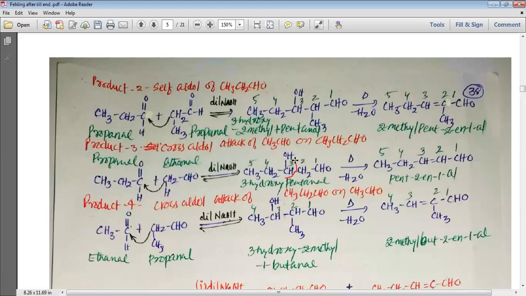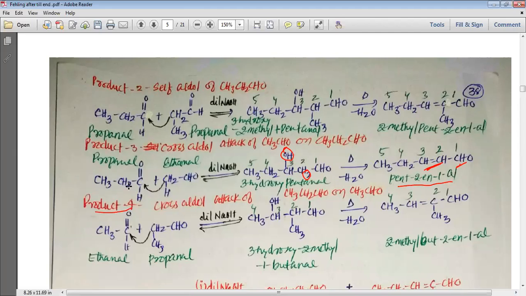Here you have got this CHOH, which is the beta carbon, and this is the alpha carbon. From the alpha carbon one hydrogen is removed. From the beta carbon the hydrogen remains the same. Now when we heat it, my dear students, the OH group and one hydrogen from the alpha carbon are removed, and we get the alpha beta unsaturated product, or 2-ene. So we get here pent-2-en-1-al, because on the first carbon we have the aldehyde group.